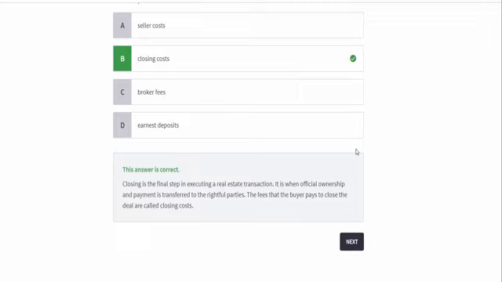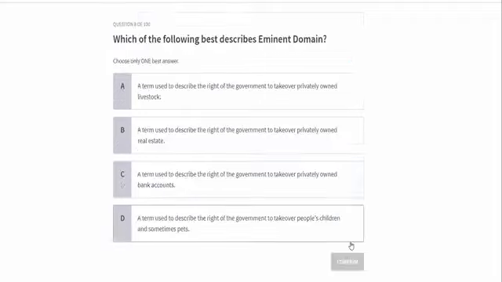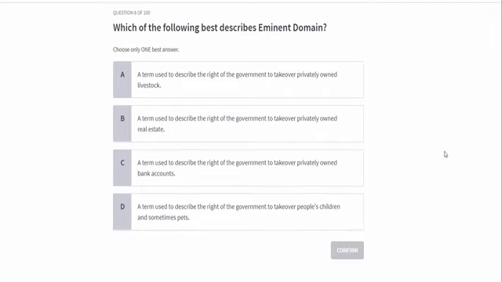Closing is the final step in executing a real estate transaction. It is when ownership and payment is transferred to the rightful parties. Now, the fees that the buyer pays to close the deal are called closing costs. It's as simple as that. Alrighty, next one. Alright, 8.